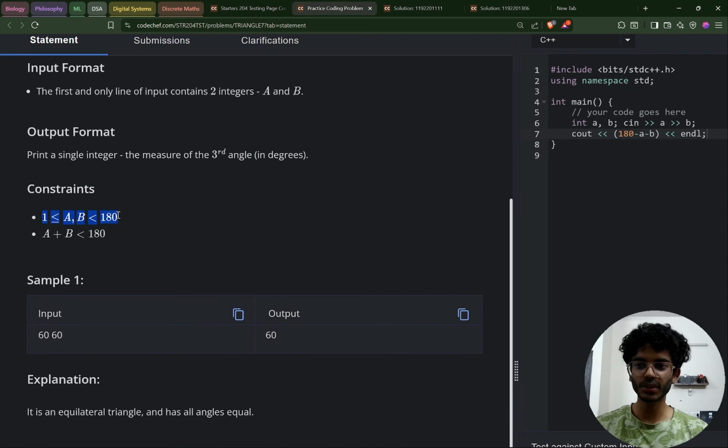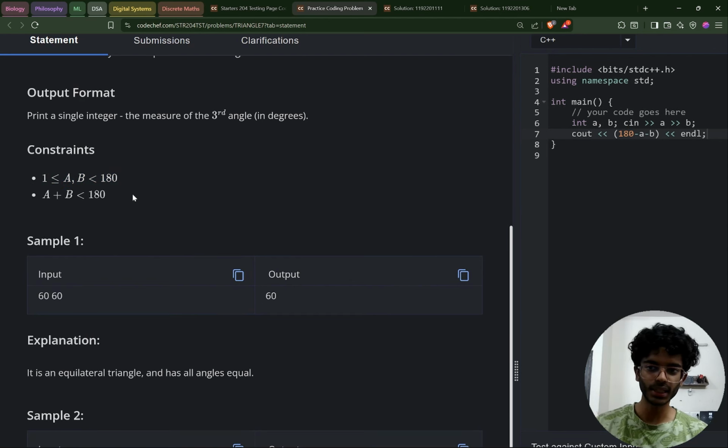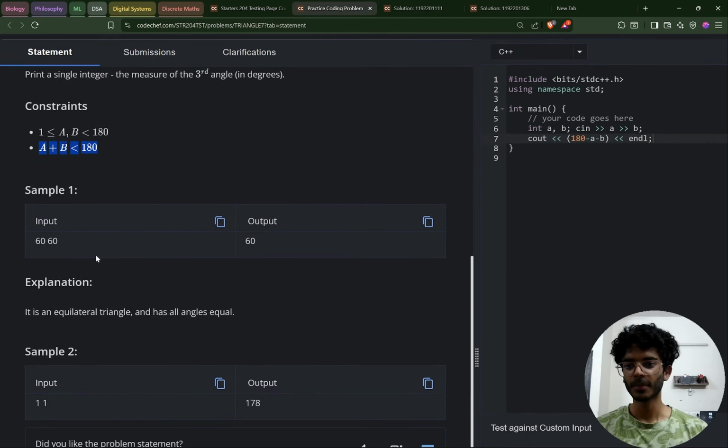In the constraints, we are given that a and b lie between 1 and 180, and the sum of the two angles is less than 180 degrees. That means the triangle is a valid triangle.